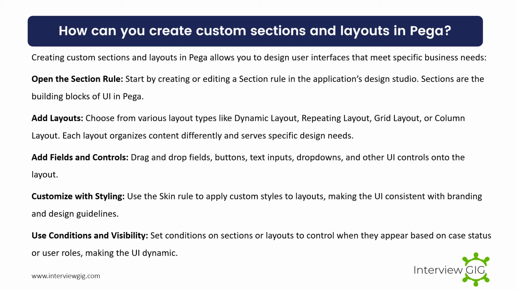Add layouts. Choose from various layout types like dynamic layout, repeating layout, grid layout, or column layout. Each layout organizes content differently and serves specific design needs. Add fields and controls. Drag and drop fields, buttons, text inputs, drop-downs, and other UI controls onto the layout.